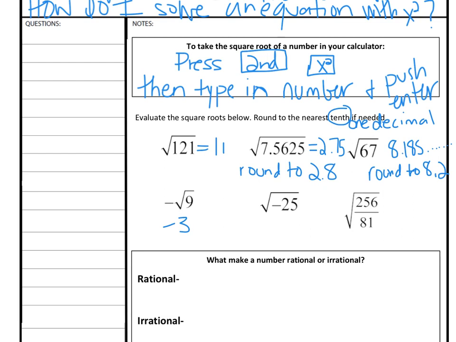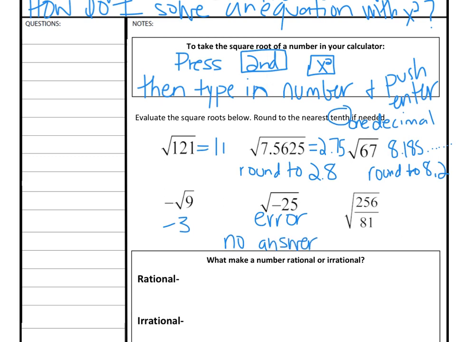The next one, when we type in the calculator, it says error. If you type that in and push enter, it says error. And that's because we cannot have negatives inside the square root. So we would just say that this has no answer, that is not possible.